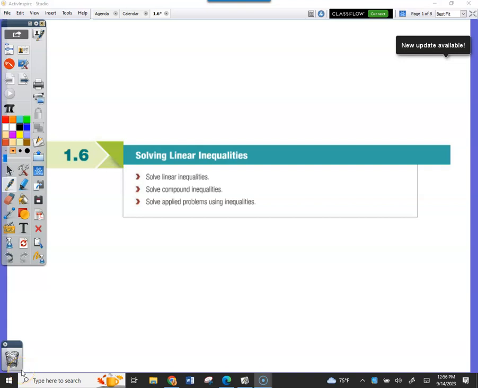Okay, 1/6. This lesson is 1 day. If you have already looked at it, it is 8 slides. 7. 2, 4, 6.